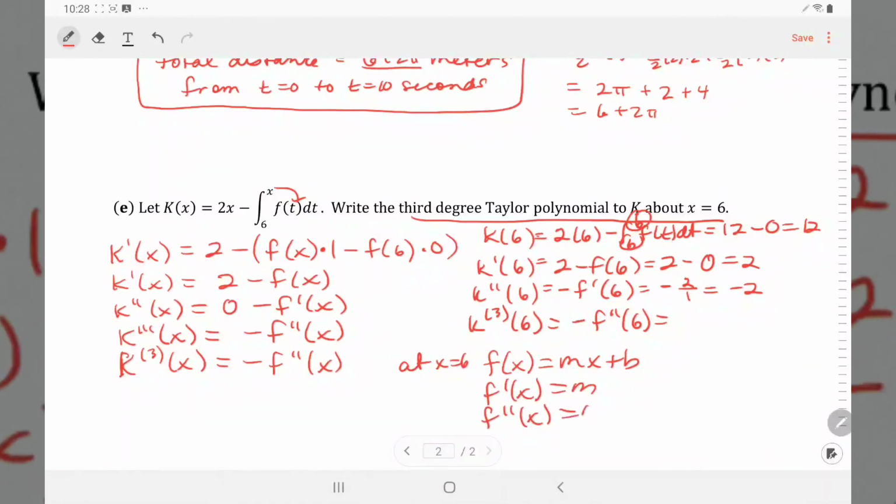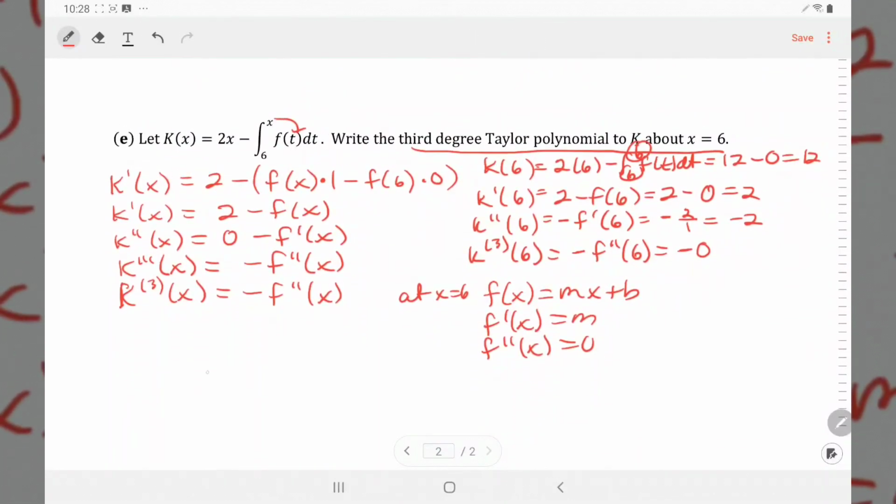Okay, and then they want the third degree Taylor polynomial. So P3 of x would be k of 0. Oh no, 6. They want 6 this time, not like for the other question. K of 6 plus k prime of 6, x minus 6 to the first over 1 factorial, plus k double prime of 6, x minus 6 to the second over 2 factorial.